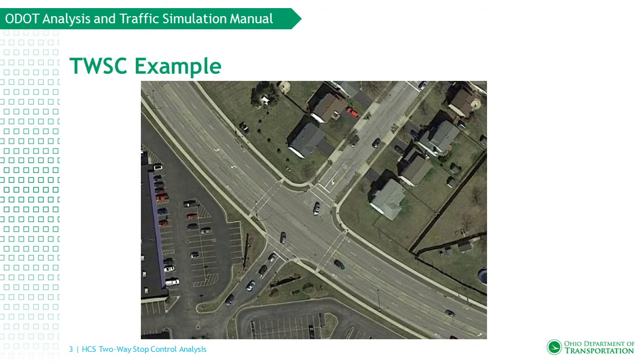For this training video, analysis for a sample two-way stop-controlled intersection will be conducted. The sample intersection has two through lanes in each direction and a two-way left turn lane on the major street. The stop-controlled approaches have a shared through and right lane and an exclusive left turn lane.